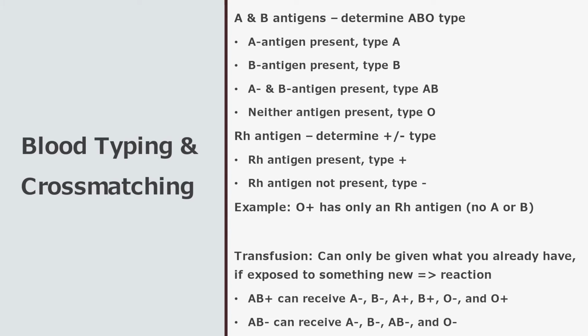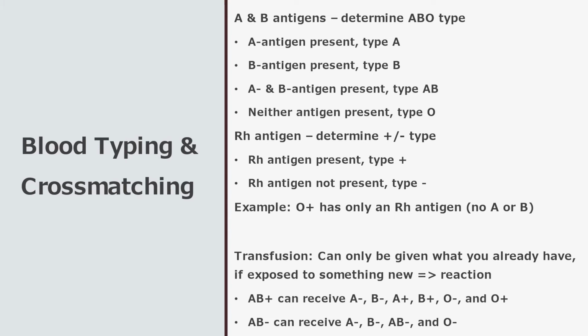Now, the plus or minus, the positive negative, is going to be determined by the RH antigen. So if you do have an RH antigen, then you are type positive. If you do not have the RH antigen, then you are type negative. So like O positive only has an RH antigen. They do not have an A or a B antigen. So make sure you understand this. Because that means for transfusion, you can only get what you already have. So you cannot receive a blood component that has one of those antigens that you do not have. Otherwise, you're going to have a reaction, right?